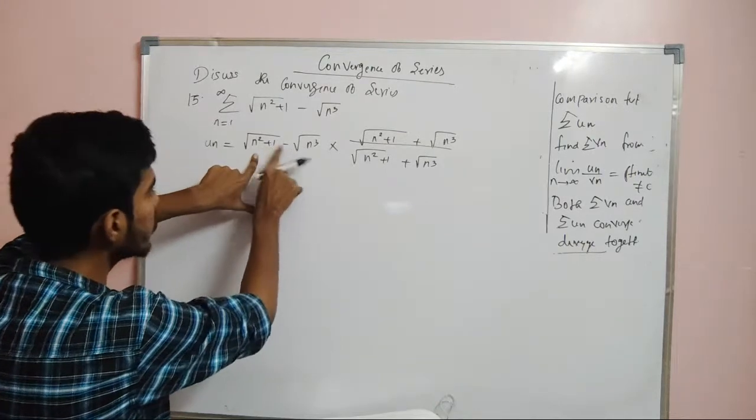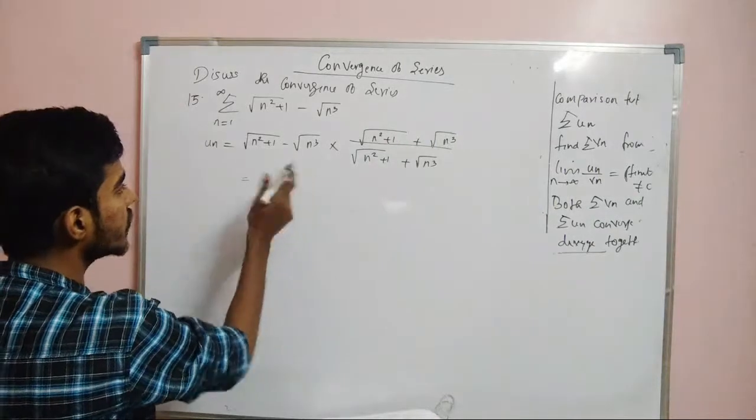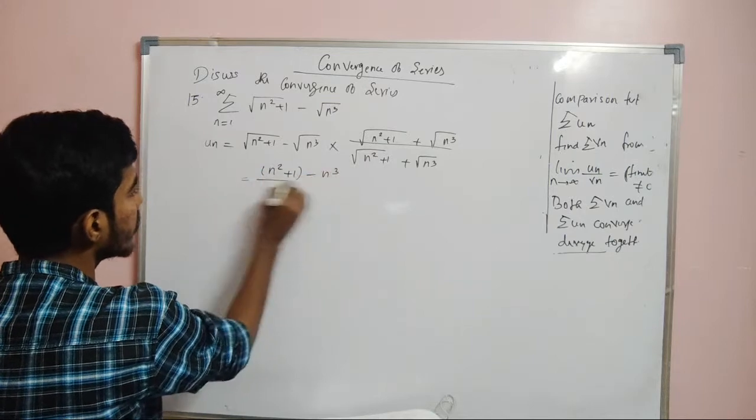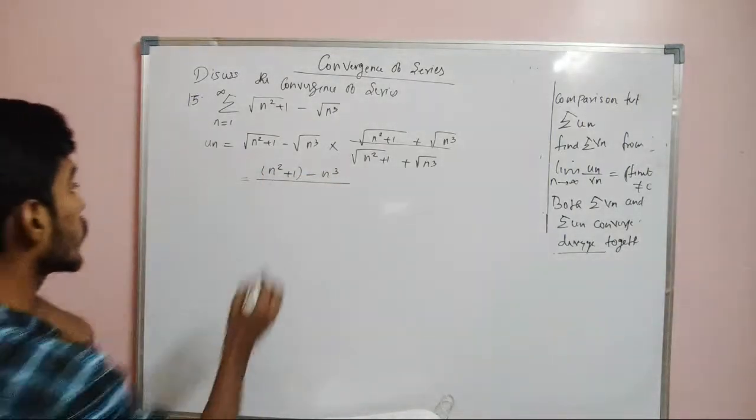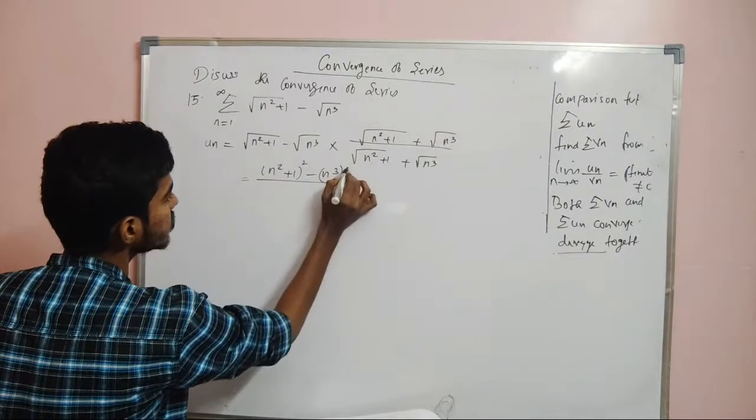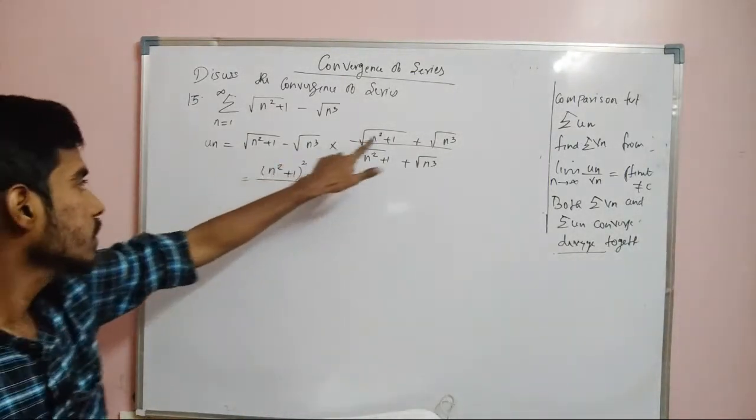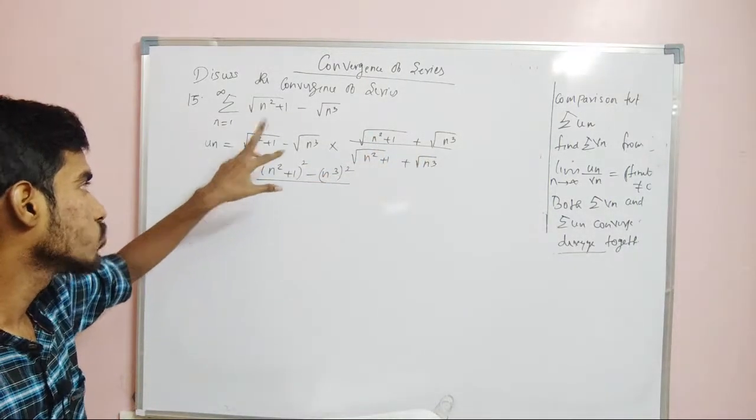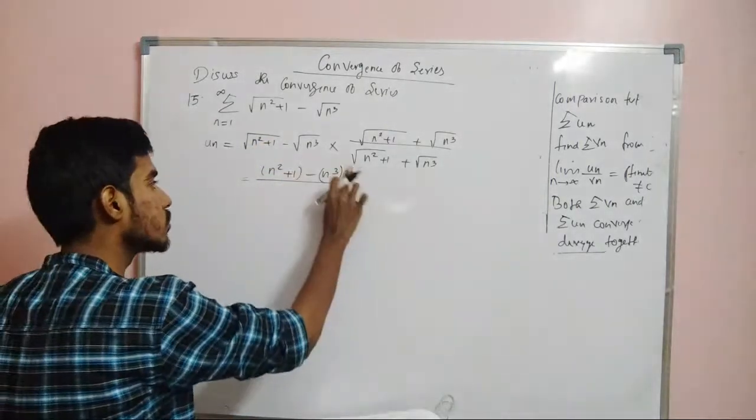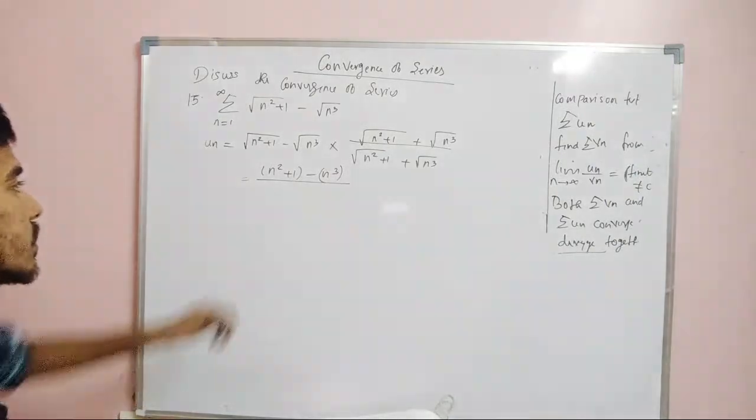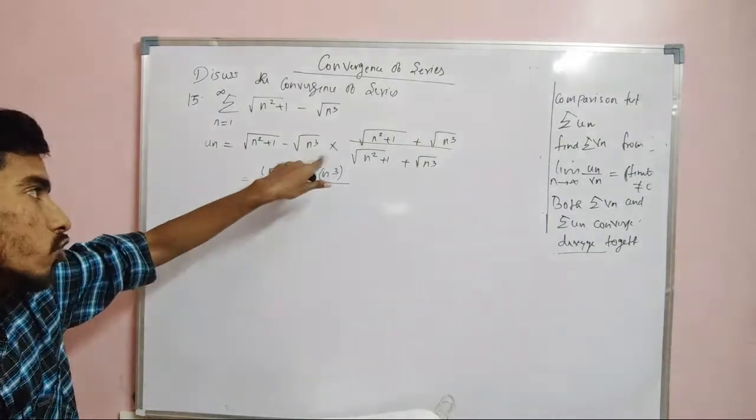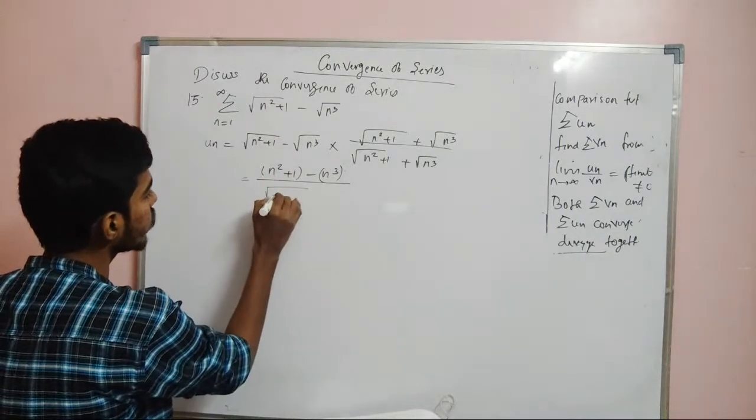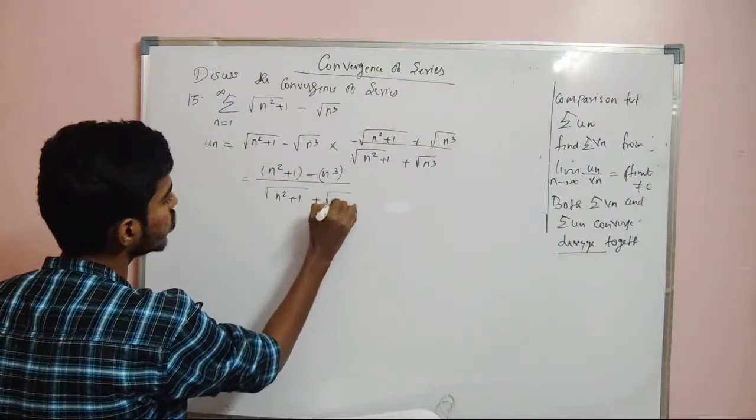When you multiply this, you can see this is of the form a minus b times a plus b, so it will be a square minus b square. Root n square plus 1 whole square: the square and root get cancelled, so we are left with n square plus 1. And root n cube whole square: again the root gets cancelled, so we have only n cube. The denominator will be square root of n square plus 1 plus root n cube.